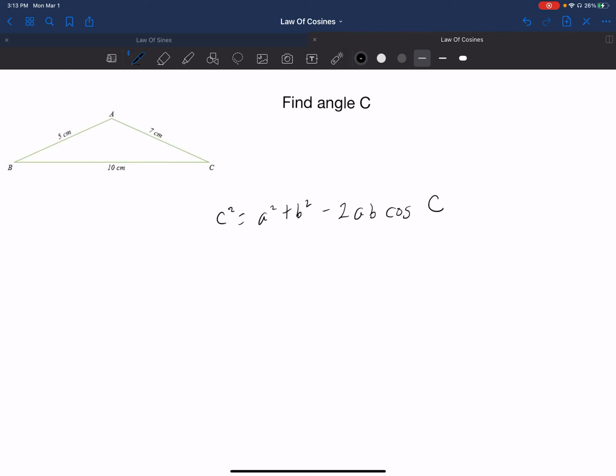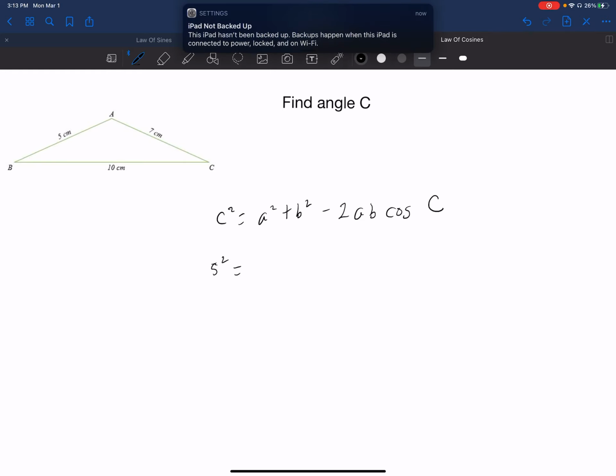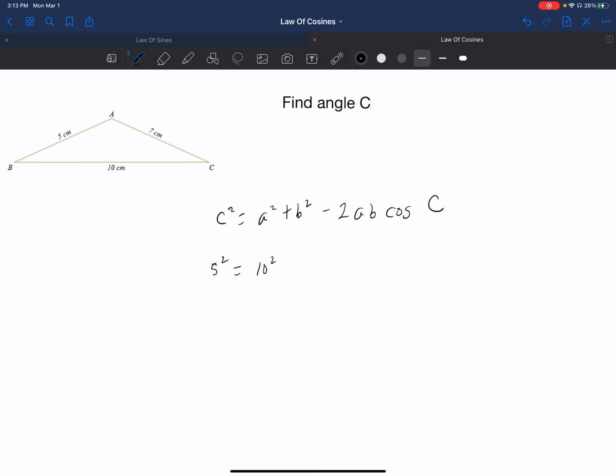So I know that side C is 5, then I'm going to square it. I know that side A is 10, I'm going to square it. And I know that B is 7, and then I'm going to square it as well. Minus 2 times 10 times 7 times the cosine of C. Let's do our grouping first. So this 5 squared will be a group, 10 squared plus 7 squared will be a group, and then from the negative 2 all the way to the cosine will be another group.